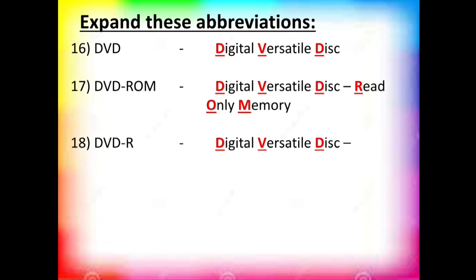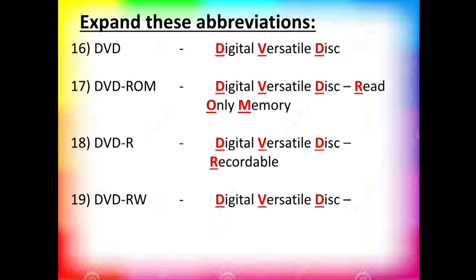The next one is DVD-R, digital versatile disc recordable. Then RW, rewritable. Okay. So DVD means digital versatile disk. If it will join ROM, read only memory. If R only means recordable, RW means rewritable.